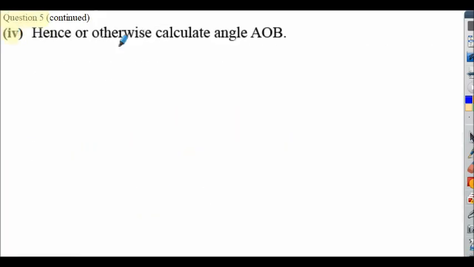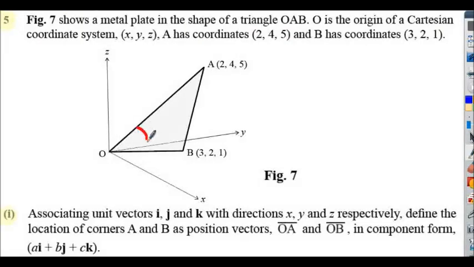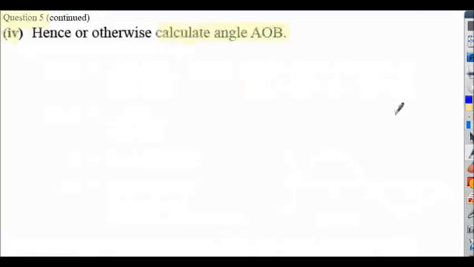Question 5, part 4. We've got to calculate the angle AOB. So this angle in here, effectively, which we can see is an acute angle from the diagram. Full-work solution shown on the following slide.